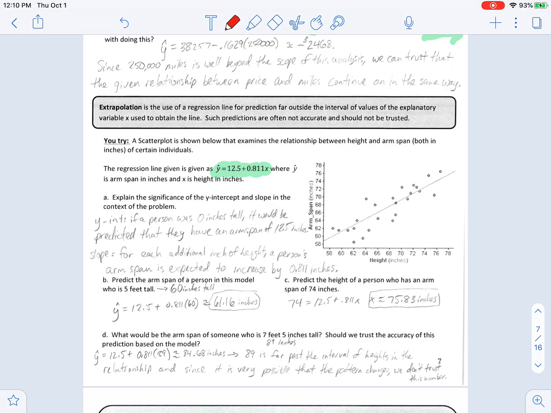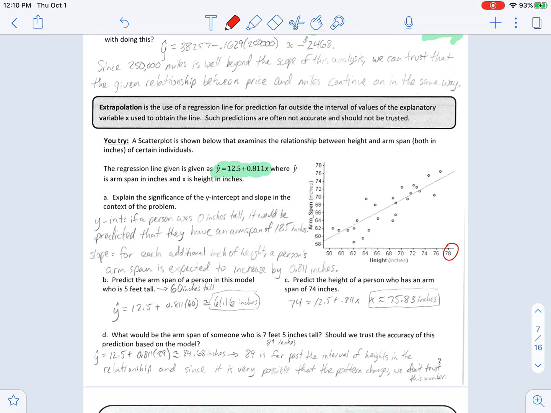What would be the arm span of someone who's 7 feet 5 inches tall? Holy basketball player. All right. Should we trust the accuracy of this prediction from the model? My guess is that me just saying that question means you probably think no. The reason it's a no: you could plug in, and remember, you have to convert to inches, 89 inches. The reason is, again, the extrapolation piece: this only goes up to 78 inches.